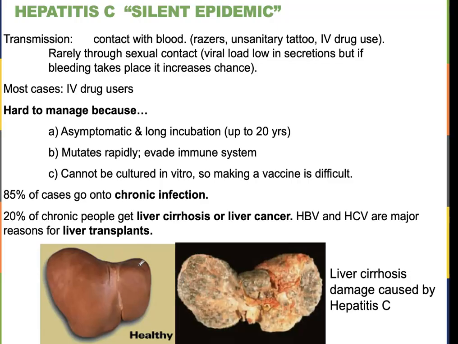Hep C is the silent epidemic because a lot of people carry Hep C and don't know it. So it is a chronic infection. Look at this, asymptomatic and a long incubation time, up to 20 years. So people can have this for a very long time in their body. Transmission is basically blood. Okay, blood transmission.